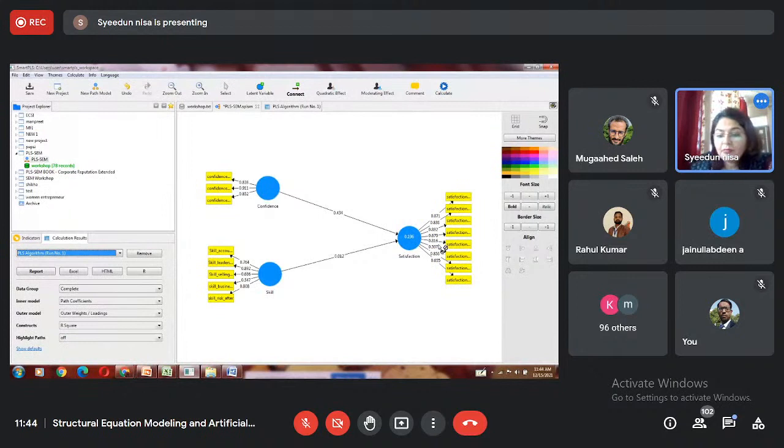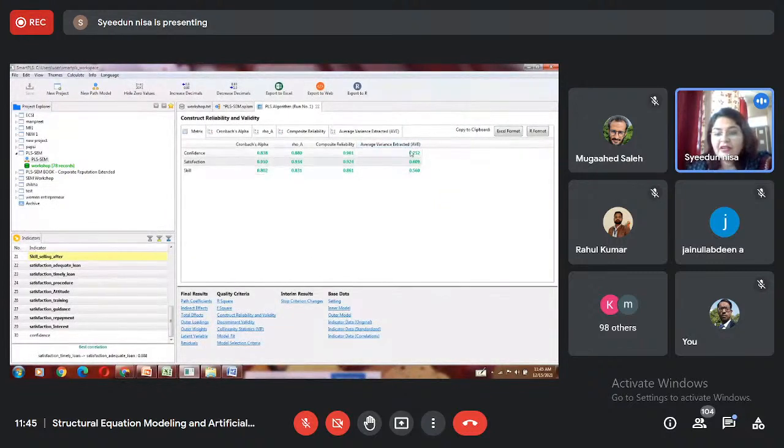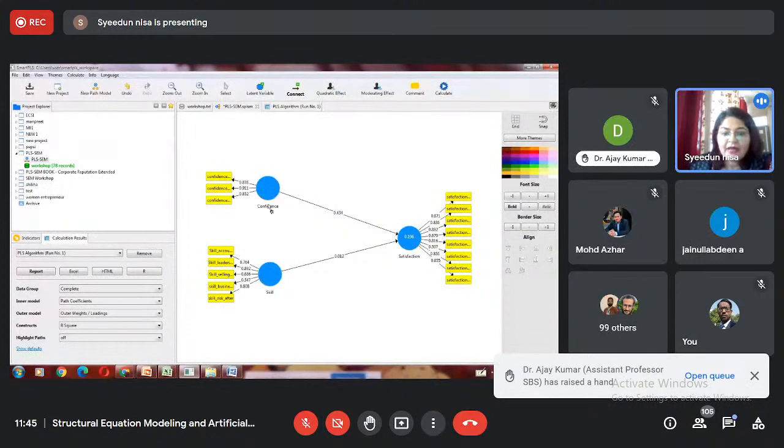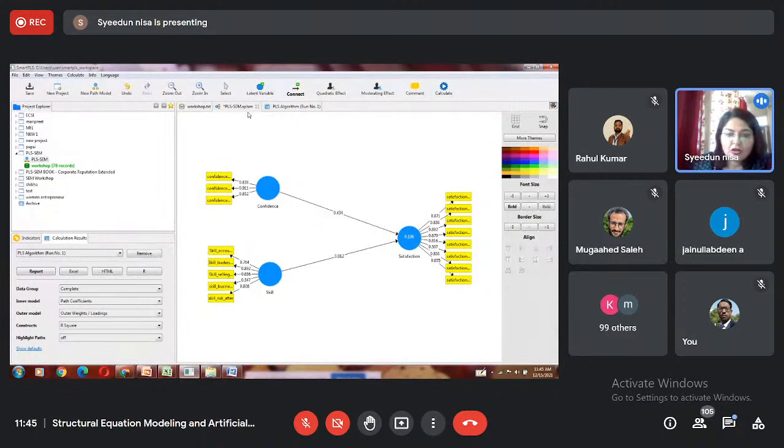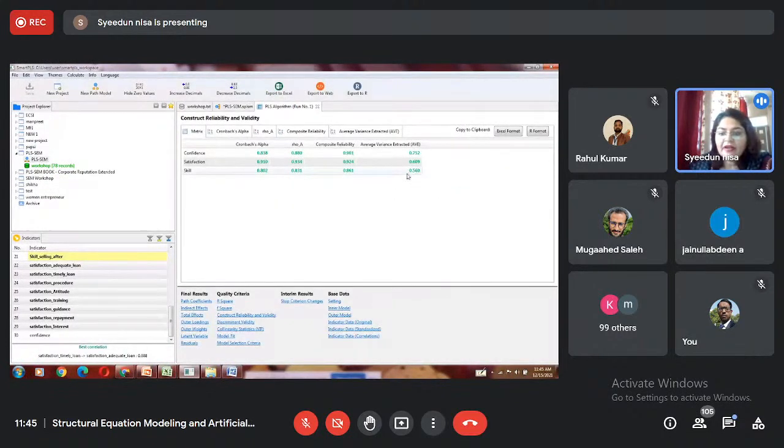If some of the loadings are between 0.40 and 0.70, then we should see whether, if we drop these items, it will increase my average variance extracted or not. But here I am not dropping these values, because if we go here, we'll see that I have already achieved the AVE. If this value is below 0.5, then I should see whether under skill, like this value 0.540, if I drop it, my AVE is more than 0.5 or not. But I am not doing this because I have already achieved the threshold value.